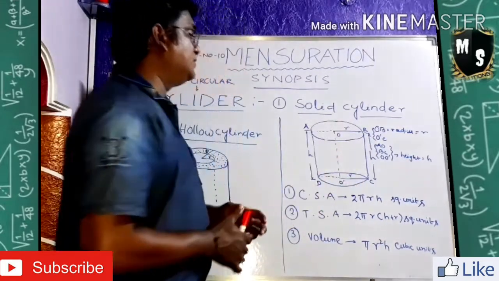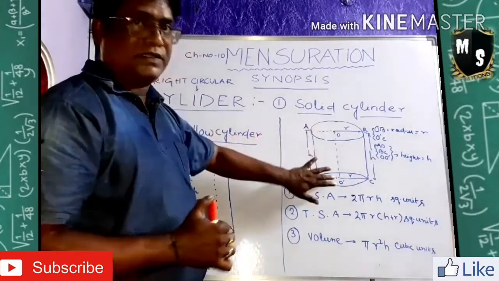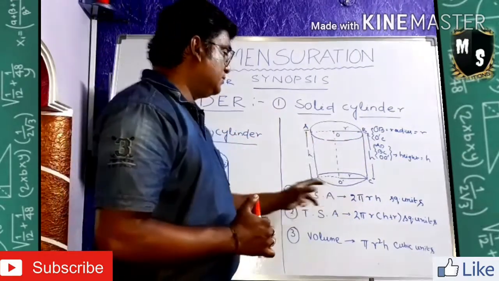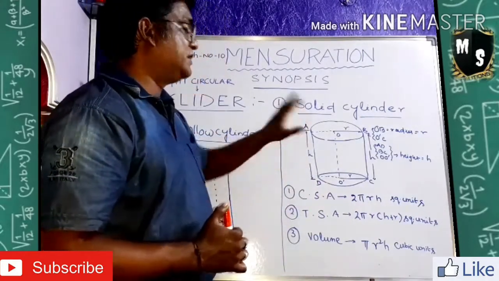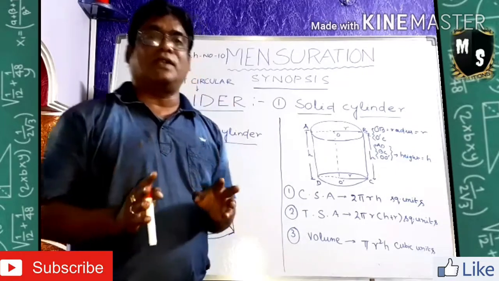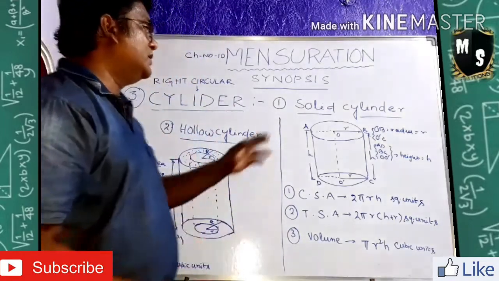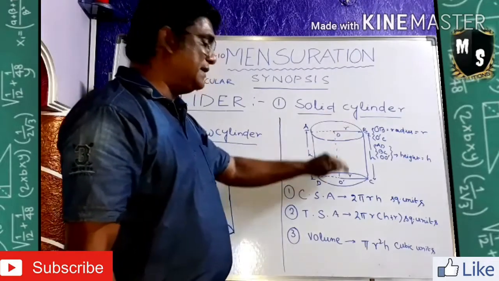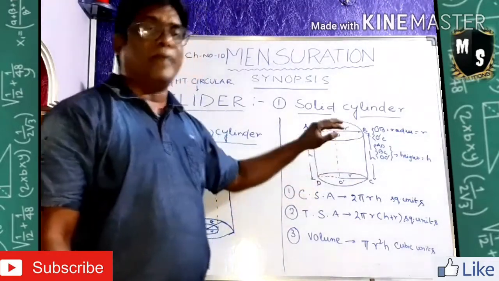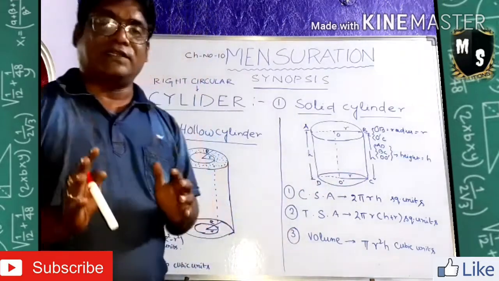So it is a combination figure of two identical circles and a rectangle, which gives you a cylinder. Now I am going to tell you that cylinders are of two types. One is called a solid cylinder, another is called a hollow cylinder. A solid cylinder is totally packed inside. No space inside it. So it is called a solid cylinder.